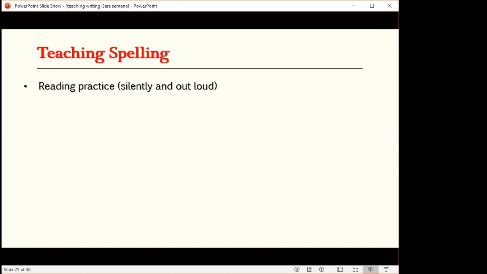One of the ways to practice the spelling or to teach spelling to our students is to use reading practice, silently or out loud. They are going to read and check the spelling of these words, and also the pronunciation if it is read out loud. So they are going to identify, oh yeah, this is the spelling, but you pronounce it like this. They identify the spelling, but at the same time they are recognizing the pronunciation of these letters.